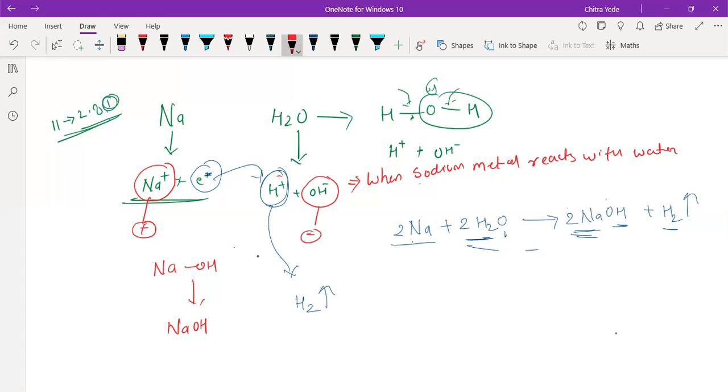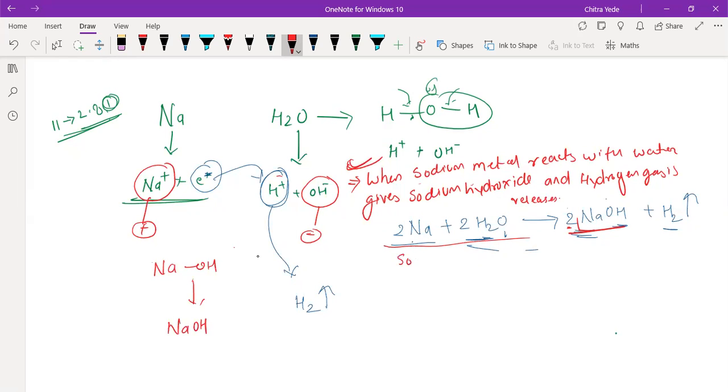So when sodium metal reacts with water, it gives sodium hydroxide. Sir, is the formula of sodium hydroxide 2NaOH or NaOH? Only NaOH. That 2 is a coefficient. We use that coefficient only to balance the reaction. Yes, sir, I understand. And hydrogen gas is released. So this is the description for the reaction, and this is the reaction.